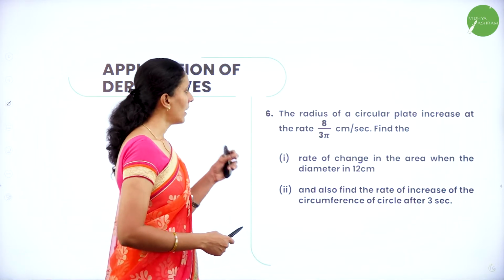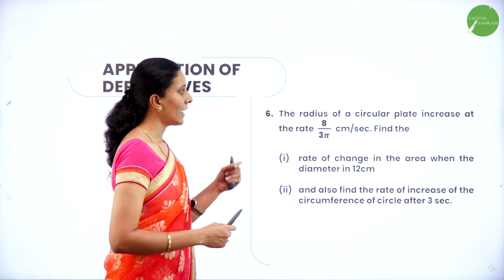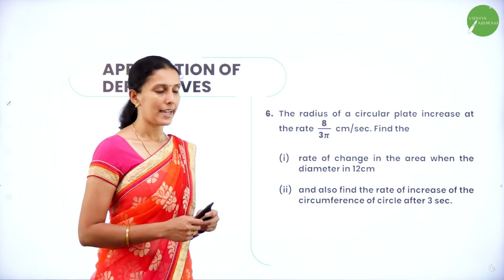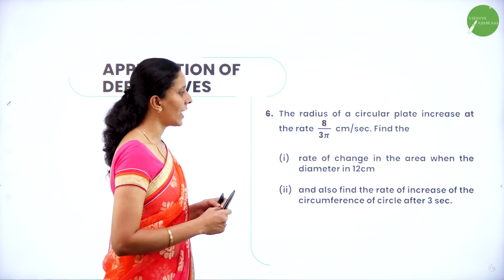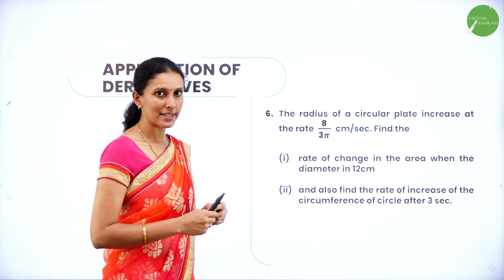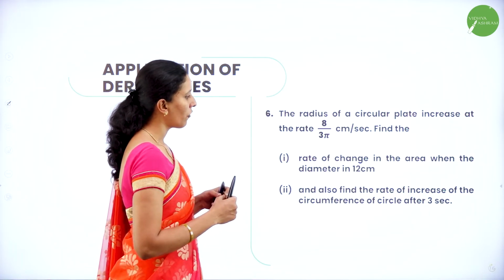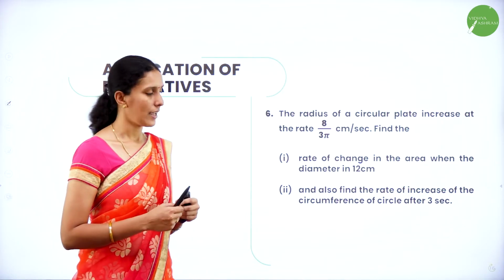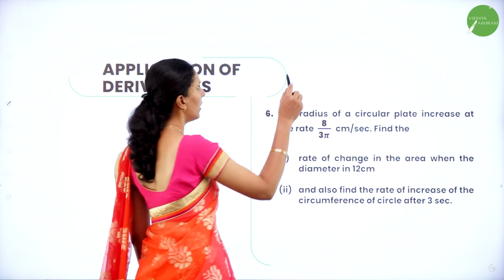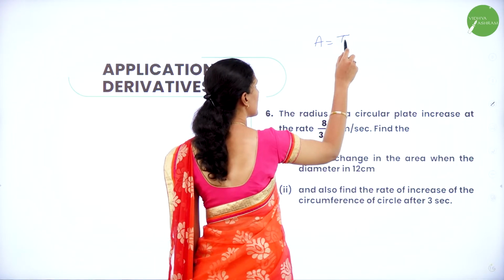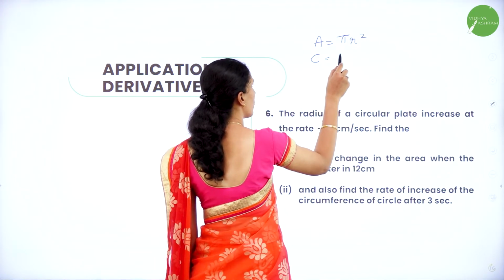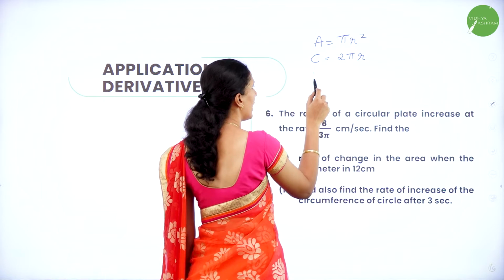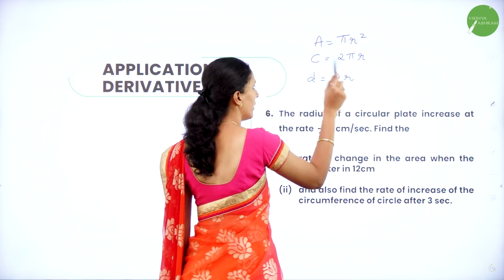Next question. The radius of a circular plate increases at the rate of 8 by 3 pi centimeter per second. Find the rate of change in the area when the diameter is 12 centimeter. Also find the rate of increase of circumference of a circle after 3 seconds. So here we need to know about the area of a circle, that is pi r square, circumference of a circle 2 pi r, and we need to know that diameter is 2 times the radius.